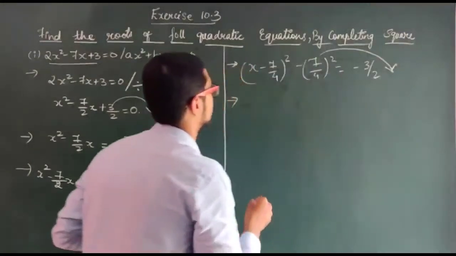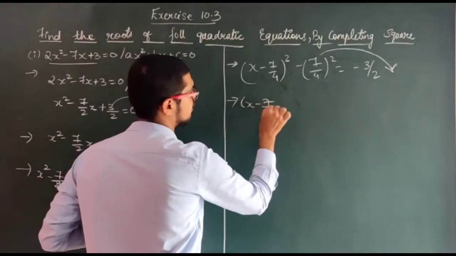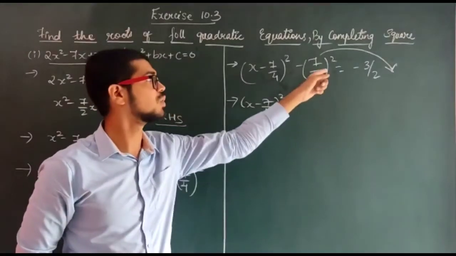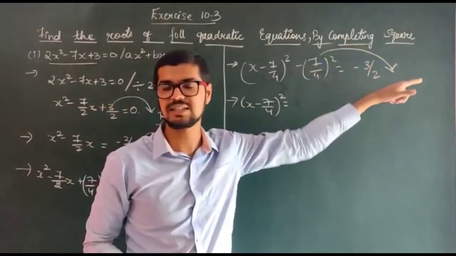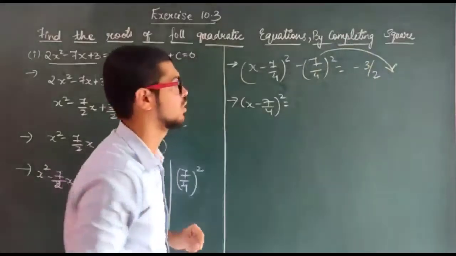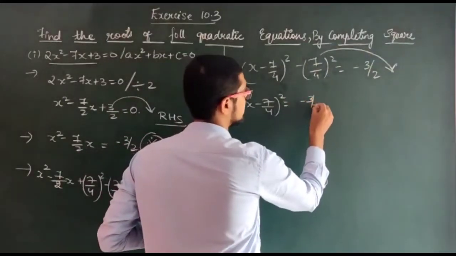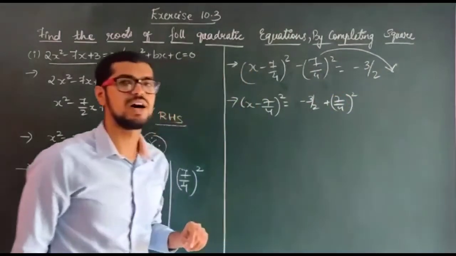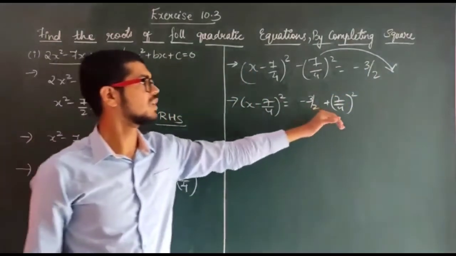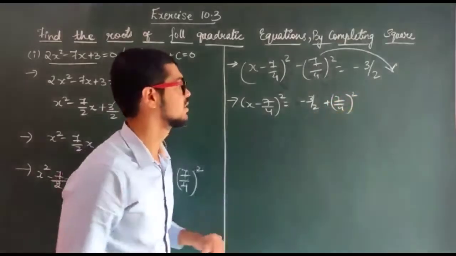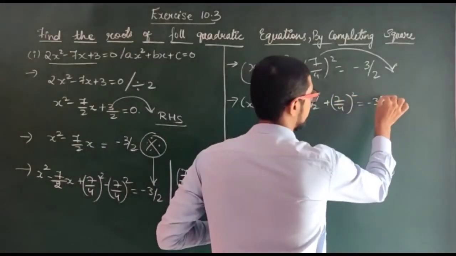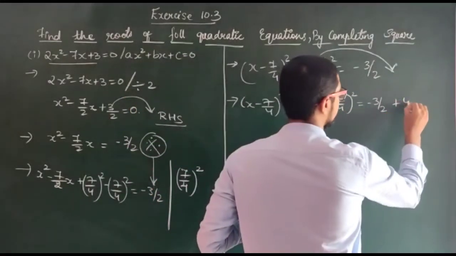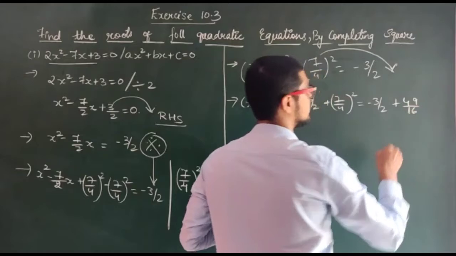So this is x minus 7 by 4 whole square is equal to this minus 7 by 4 whole square. It will shift towards the right hand side. It will become plus 7 by 4 whole square. So this is minus 3 by 2 plus 7 by 4 whole square. I hope you are enjoying, right? So let me move on to further simplification. So this is minus 3 by 2.